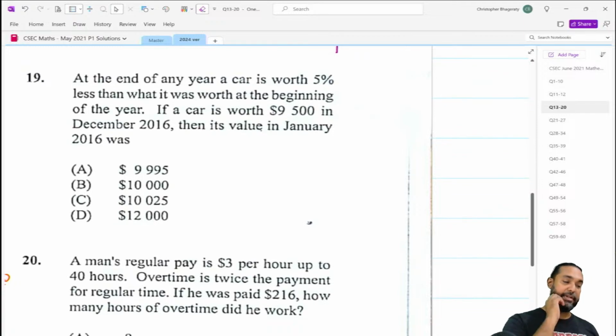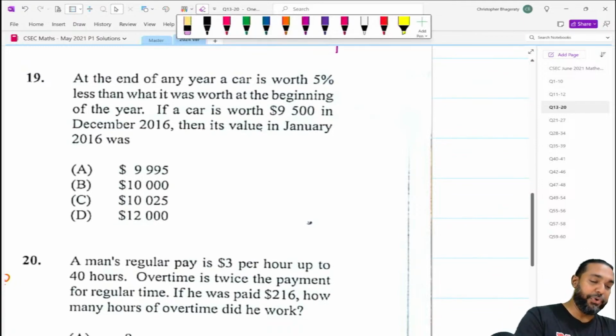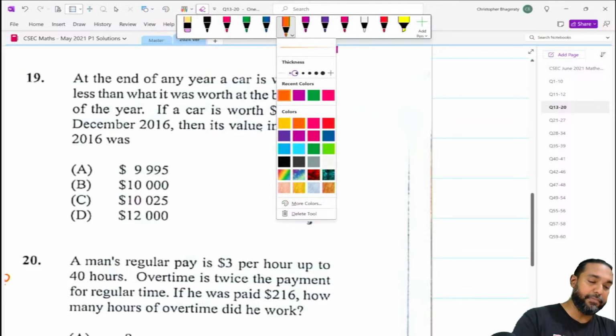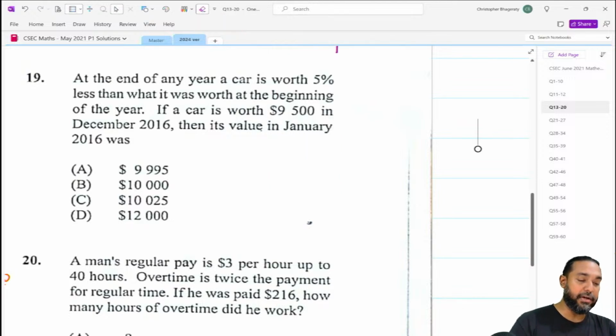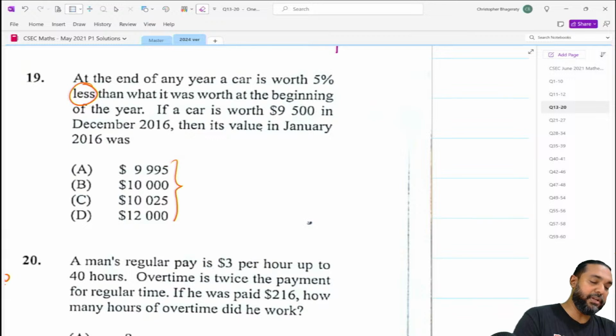We've seen number 19 many times. We know the answer is B. Let's just work it out in case anybody else is not sure how to get that. At the end of any year, a car is worth 5% less than what it was worth at the beginning of the year. If a car is worth $9,500 in December, what was its value in January of the same year? All of these answers are more than $9,500, so they all possibly could be it.